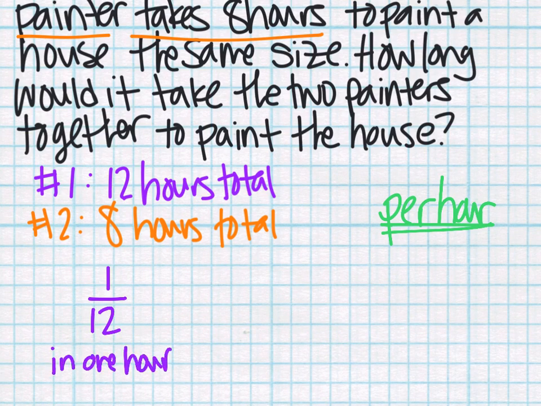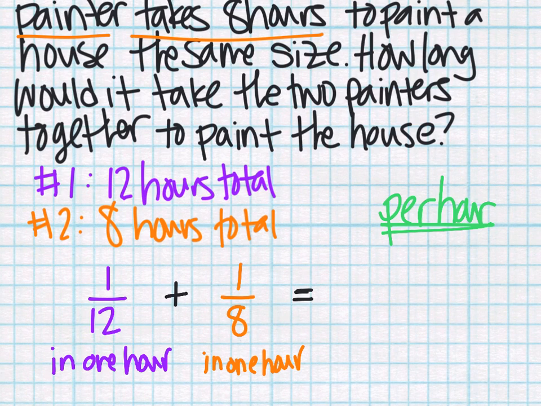Now let's think about painter number 2. Painter number 2 takes 8 total hours. So if I want to know how much of the house he paints in 1 hour, he paints 1/8 in 1 hour. So if they're both working at the same time, painter number 1 paints 1/12 of the house in 1 hour. Painter number 2 paints 1/8 of the house in 1 hour. So let's add these up and see how much they can do together in 1 hour.